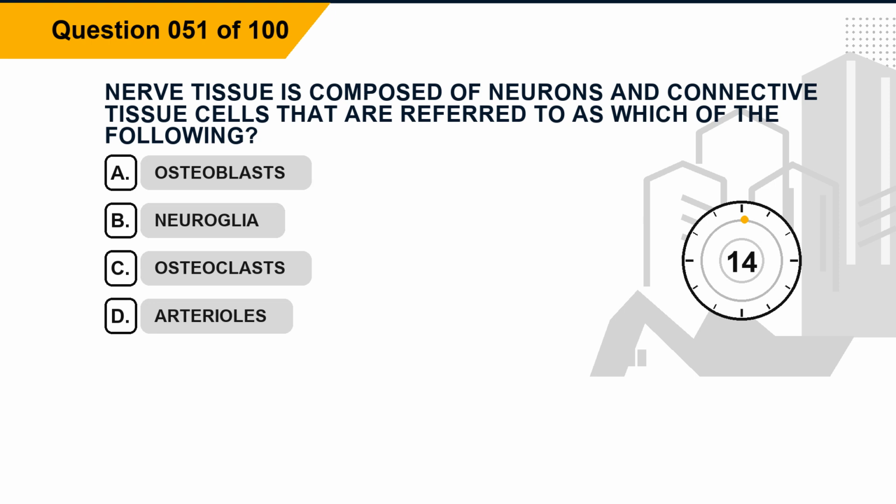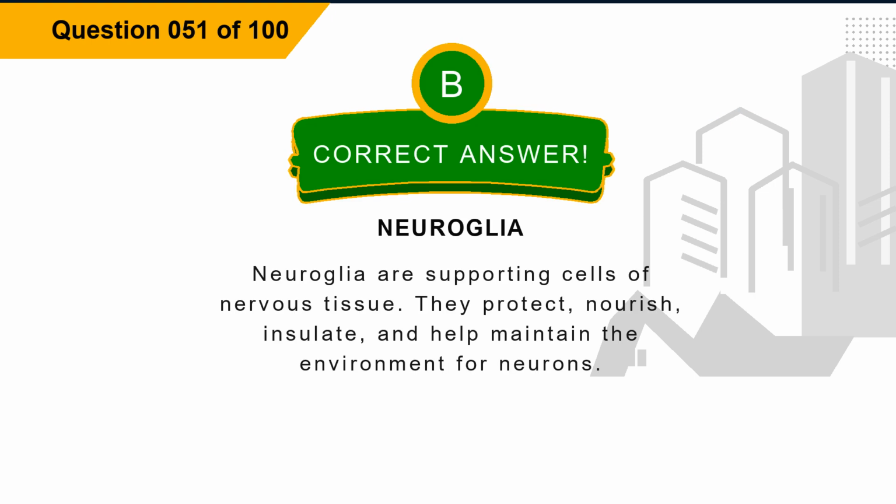posterior. Question 51. Nerve tissue is composed of neurons and connective tissue cells that are referred to as which of the following? Option A, osteoblasts. Option B, neuroglia. Option C, osteoclasts. Option D, arterioles. The correct answer is option B, neuroglia. Explanation. Neuroglia are supporting cells of nervous tissue. They protect, nourish, insulate, and help maintain the environment for neurons.